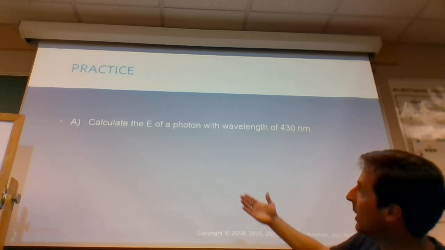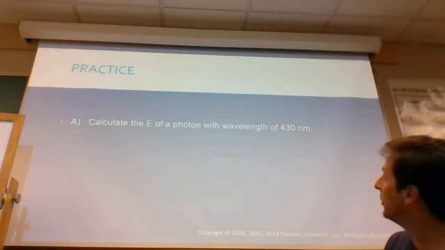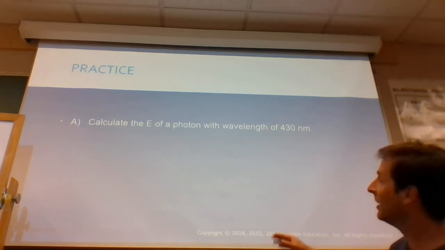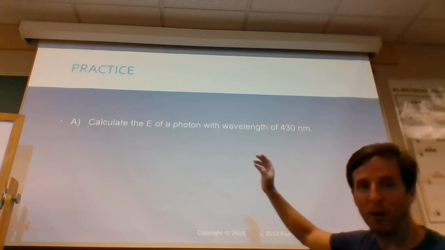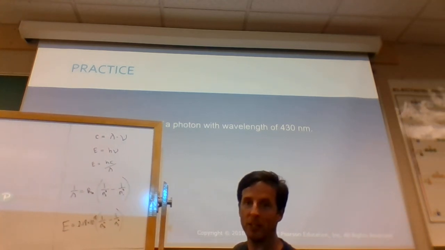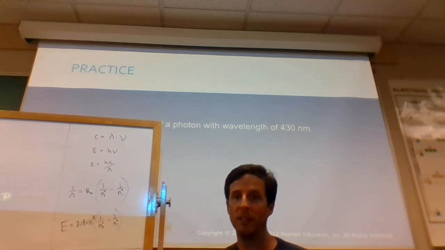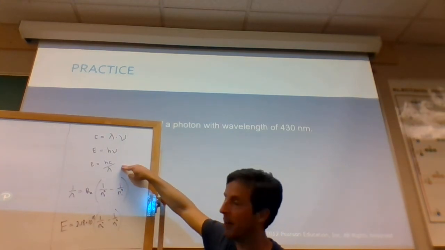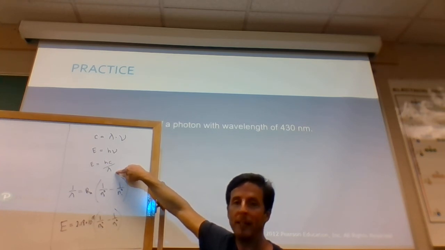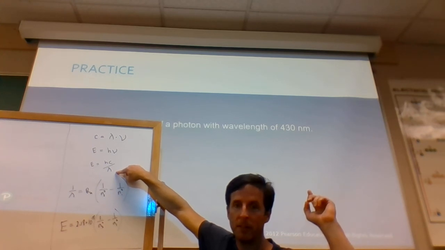So, the question asked: calculate the energy of a photon that has a wavelength of 430 nanometers. They gave me the wavelength. I want the energy. Again, we look at our equations and ask, where's an equation that has wavelength and energy? It'll be this one right here. Now the 430 nanometers is my wavelength, but I need to convert it into meters first. So change nanometers to meters.